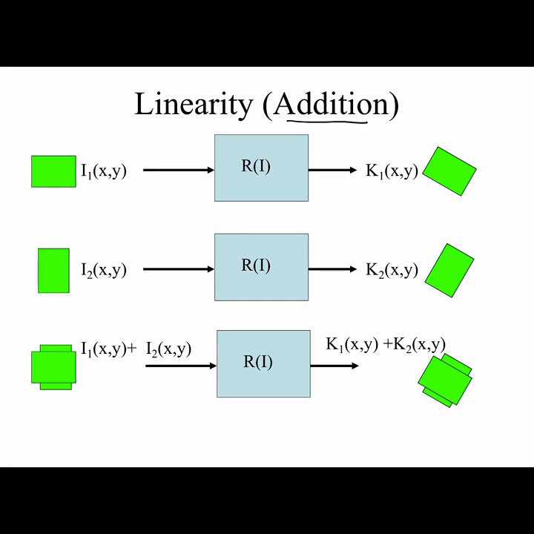If I come in with some image I of xy, I put it into my system, I get out some image k1, okay? And I come in with another image I sub 2, and I put it into my system, and I get out something k sub 2, okay? If this system satisfies linearity, if I come in with I1 plus I sub 2, I better come out with k1 plus k sub 2 for it to be a linear system, okay? So the response to a sum should be the sum of the responses. That's all we're talking about, okay?